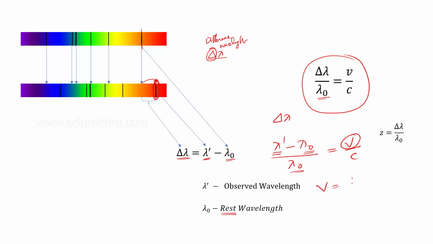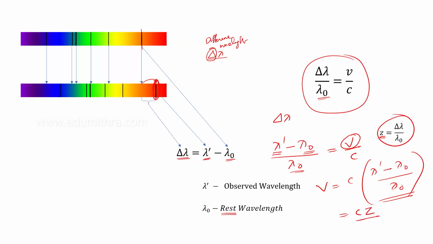So simply rearrange this equation: c into (lambda dash minus lambda 0) by lambda 0. The thing in this bracket, lambda dash minus lambda 0 by lambda 0, is called the redshift, Z. Z is a common term when you learn about cosmology, where you learn the distance based on high redshift galaxies. So don't worry, you will learn that later. The simple equation is V is equal to c into Z. This is how we can find the velocity with which a star or galaxy is moving, and also whether it is moving away or towards us.